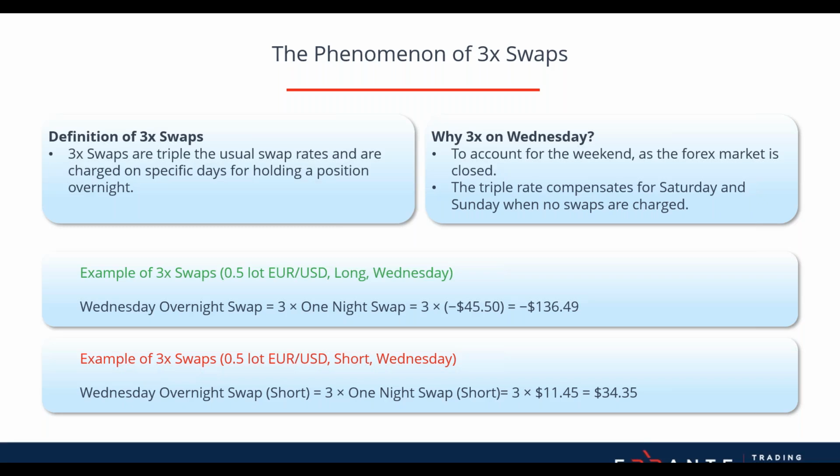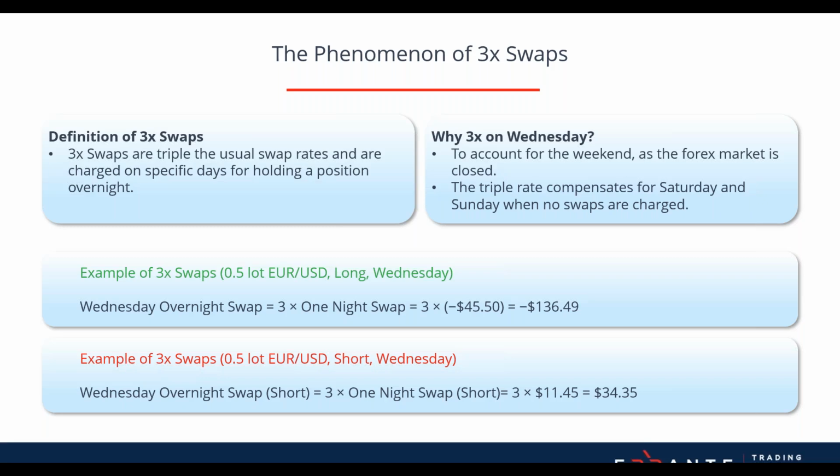3x swaps. So let's see what is a 3x swap. 3x swaps, or 3 times swaps, are charged on specific days, usually Wednesdays. And for some instruments, it's the Friday. You have to check the specification section in your MetaTrader when you're right clicking on each instrument. You can find the specification and you can find the exact day of calculating the 3-day swap. By the way, the 3 times swap are charged on specific days, usually Wednesdays, to account for the weekend when the forex market is closed.